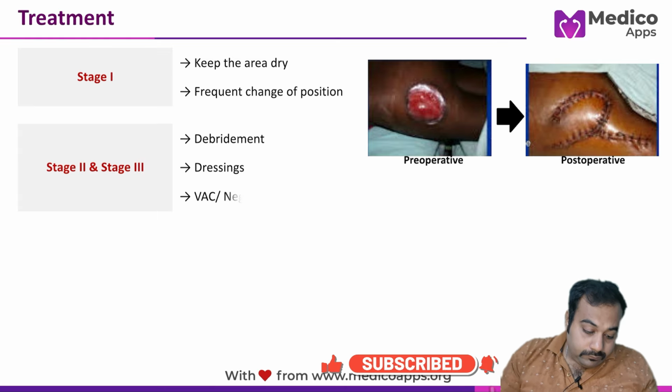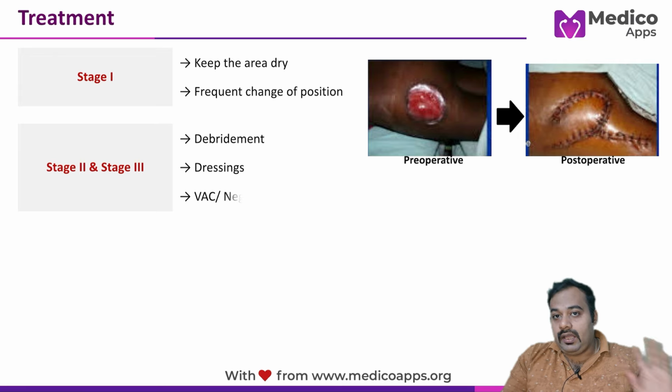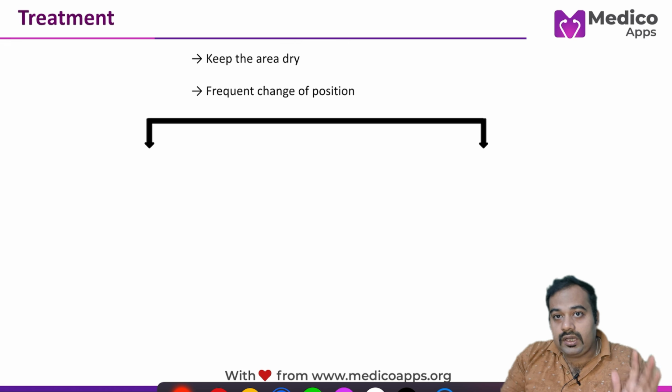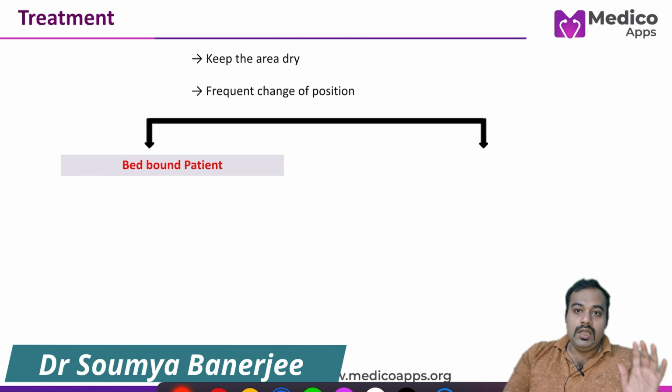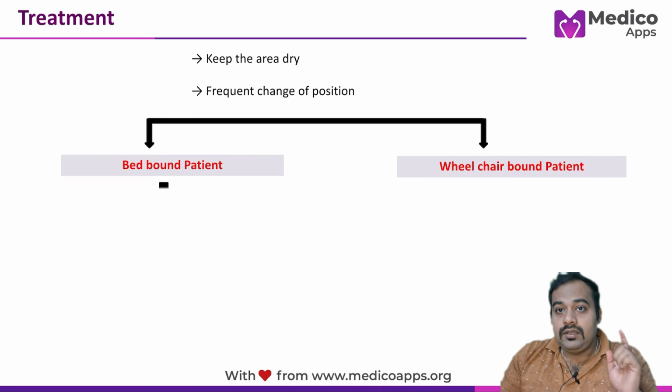Okay. So in the treatment, as I have already mentioned, you have to keep the moisture away from that area, from that pressure point area. This is the number one. So keep that area dry. Frequent changing of the position. So there are two kinds of patients we eventually see. Some patients are bedridden, and some patients are basically wheelchair bound. So in case of a bedridden patient, you ask them to change their posture every 2 hours. Okay. So this is the number one.